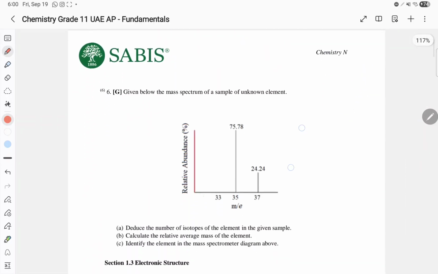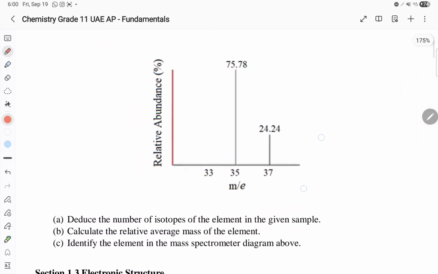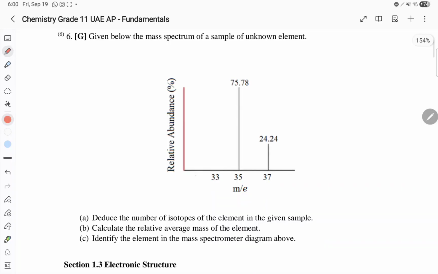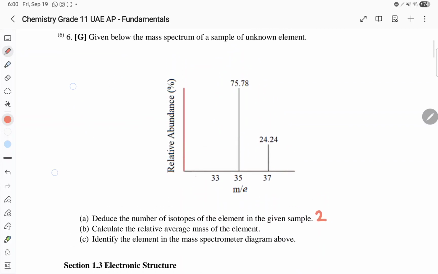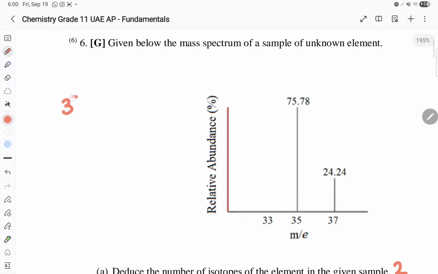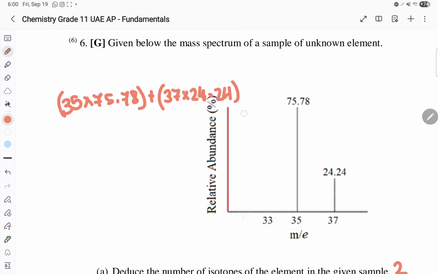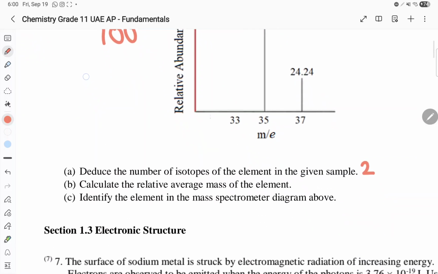Now next question. Here you have a mass spectrum. Deduce the number of isotopes. To know the number of isotopes, it's the number of lines. So here you have 2 isotopes because 2 lines. Now calculate the relative average mass. So we're going to do 35 times 75.78 plus 37 times 24.24, all over 100. Put this into your calculator, you're going to get 35.5.